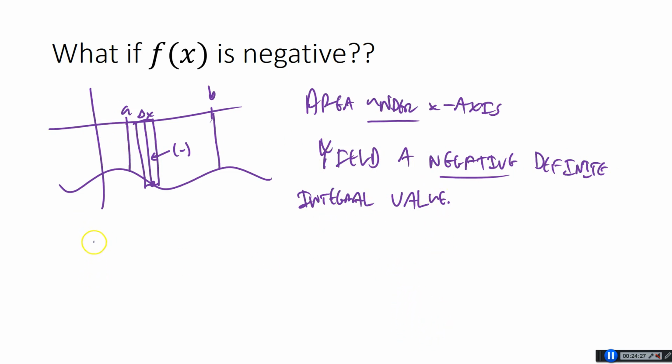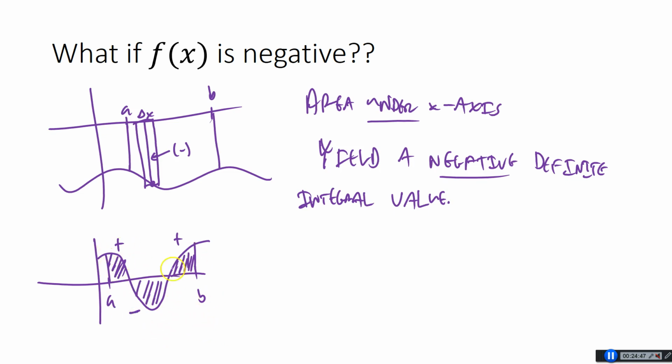Where this gets interesting is if you have a function that changes, so something like this maybe, and you want to integrate from a to b. So now you have some that's above, you have some that's below, right? So what's going to happen is you take the positive parts, those are positive, and the negative parts you take away. So it's possible for an integral to be 0, which is kind of odd.